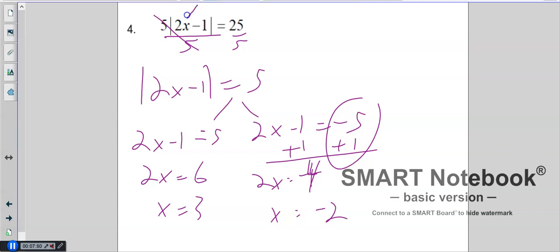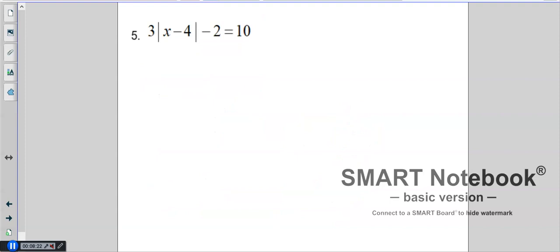So when I plug this in here, 2 times 3 is 6, minus 1 is 5. Absolute value of 5 is 5, times 5 is 25. That checks. Negative 2: negative 2 times 2 is negative 4. Negative 4 minus 1 is negative 5, but the absolute value of that is positive 5. And we multiply by 5 and get 25. So even if this is a positive number, there's a chance you could end up with an extraneous solution, so you always have to check.